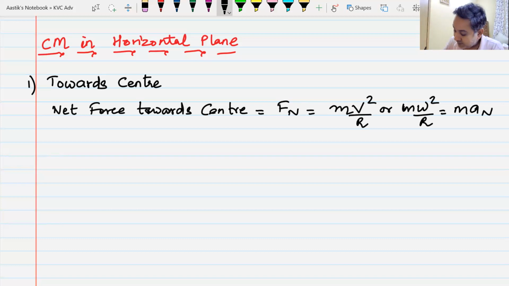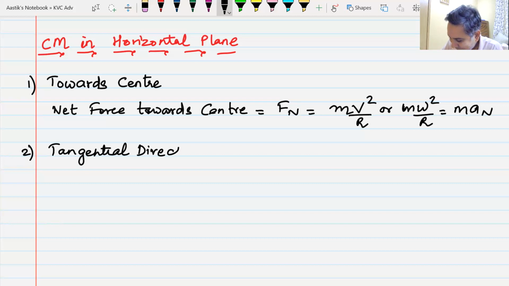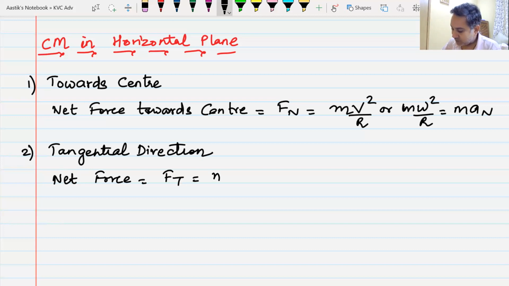Yes, sir. Then you will make the second equation. And where will the second equation be? Tangential direction. Then again you will find the net force. That will be your F t. That will be your m into tangential acceleration.